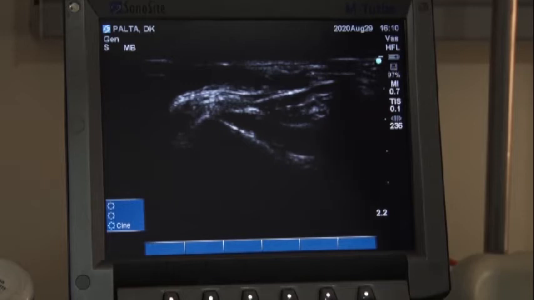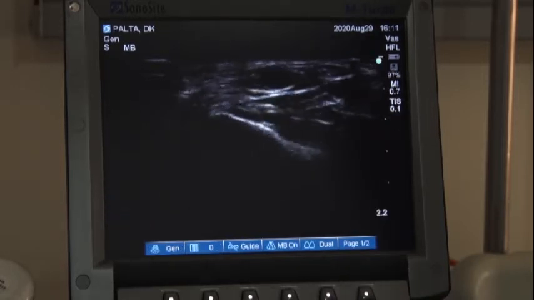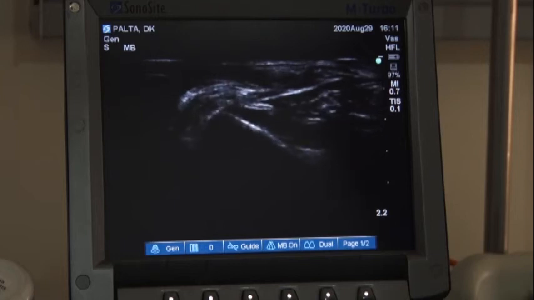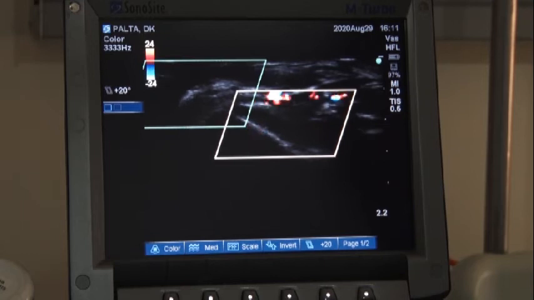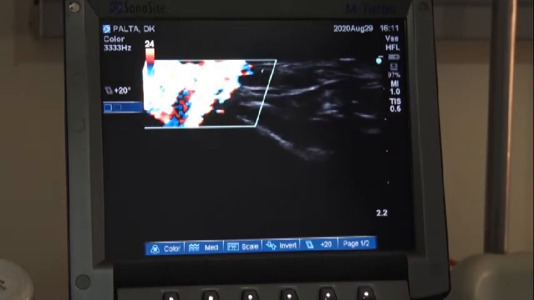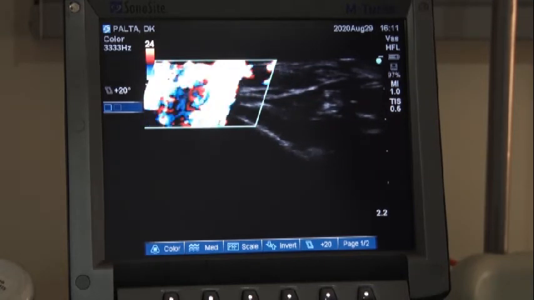I'll freeze it, take a caliper and measure the arteriotomy site. This is the arteriotomy. So there is a rent of 2.5 mm in the artery. Now I will check the flow with color Doppler. There is a lot of aliasing.